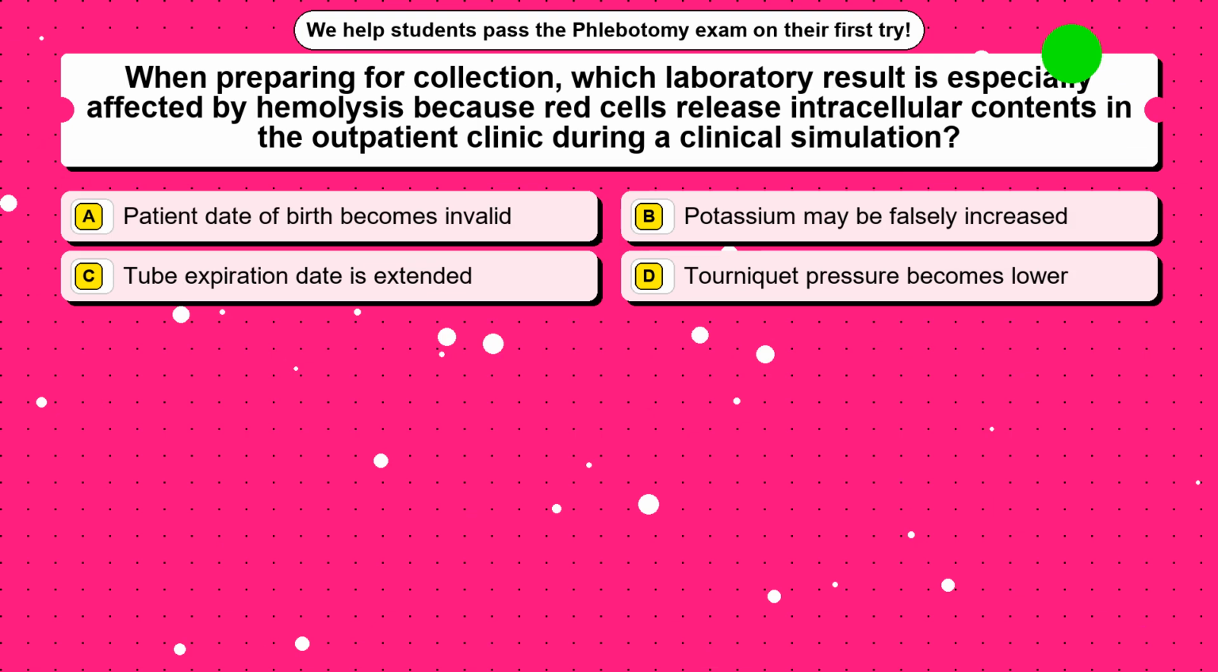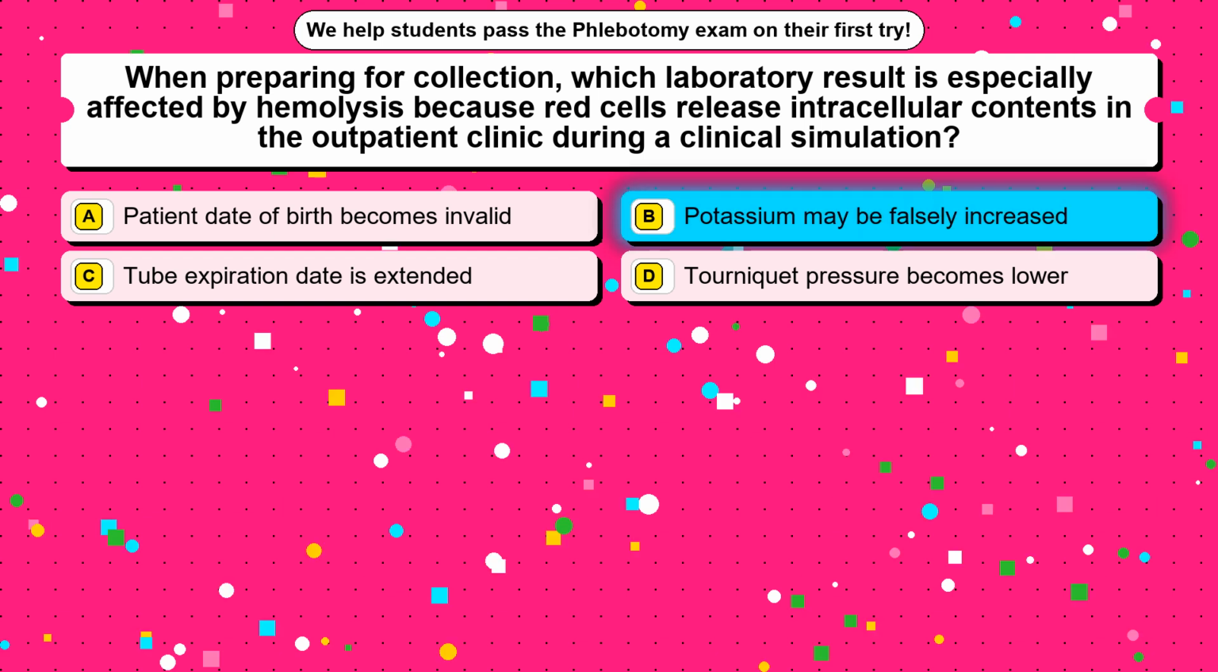Question 37. When preparing for collection, which laboratory result is especially affected by hemolysis because red cells release intracellular contents in the outpatient clinic during a clinical simulation? Option A. Patient date of birth becomes invalid. Option B. Potassium may be falsely increased. Option C. Tube expiration date is extended. Option D. Tourniquet pressure becomes lower.